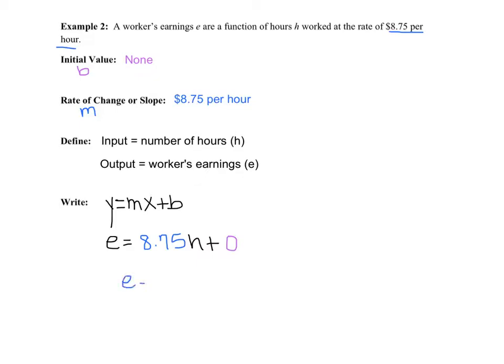So let's simplify this. Our earnings equals $8.75 an hour times H. So your function rule is E equals 8.75H. Let's do one more example together.